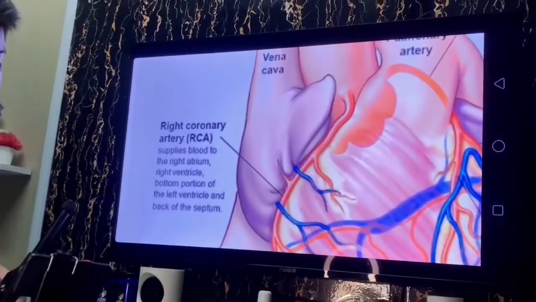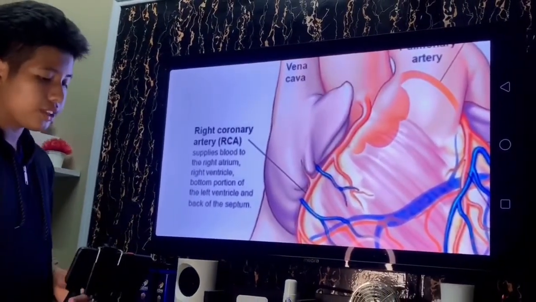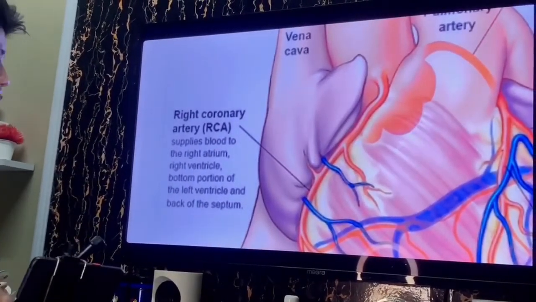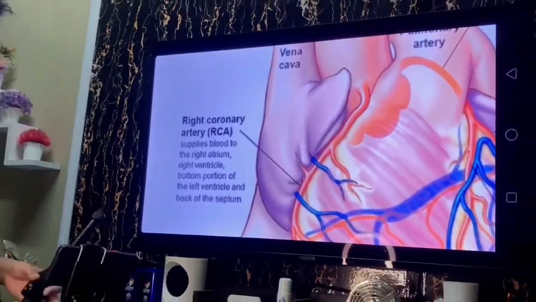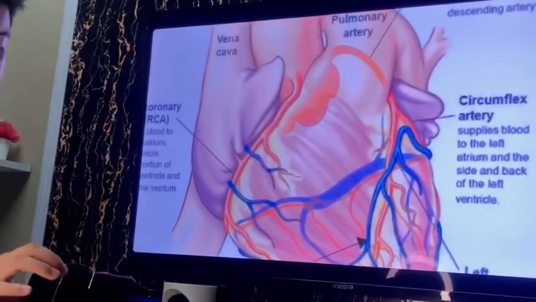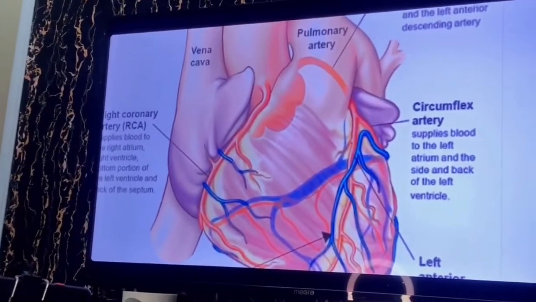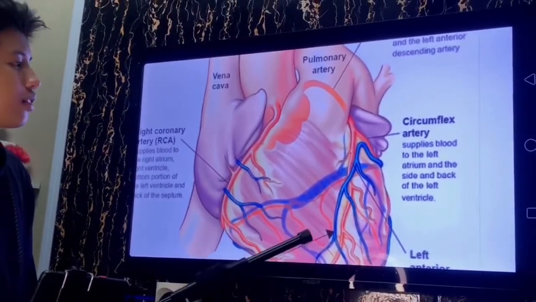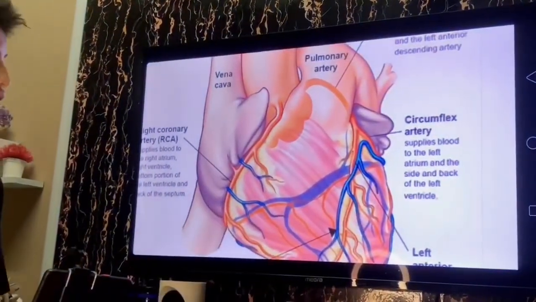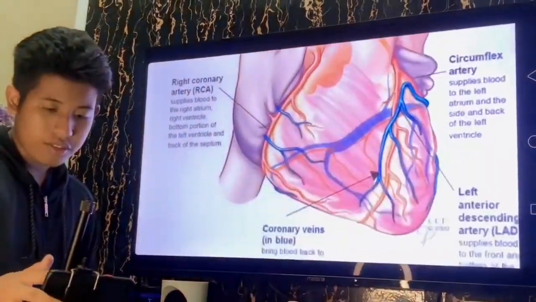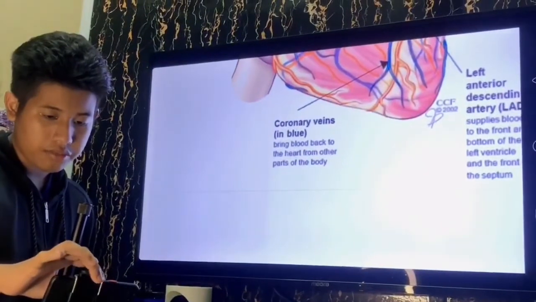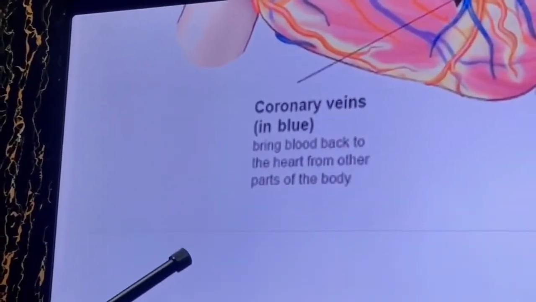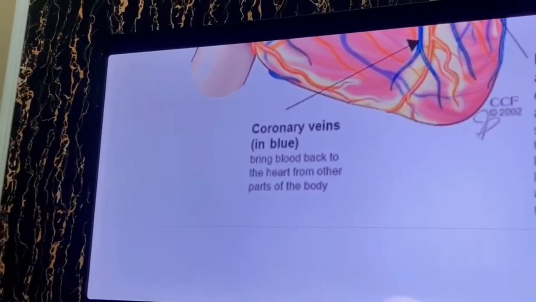It supplies blood to the right atrium, right ventricle, bottom portion of the left ventricle, and back of the septum. And third one, we have the circumflex artery. It supplies blood to the left atrium and the side and back of the left ventricle. Then we have coronary veins in blue. They bring blood back to the heart from other parts of the body.